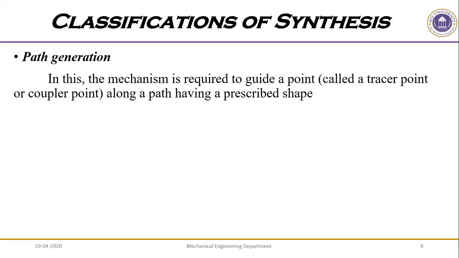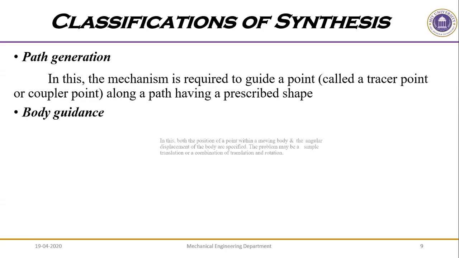At that time, at the end over here, this displacement in terms of length will get doubled or whatever you can say. It follows the path. That type of mechanism is called path generation. For example, pantograph. Now body guidance.